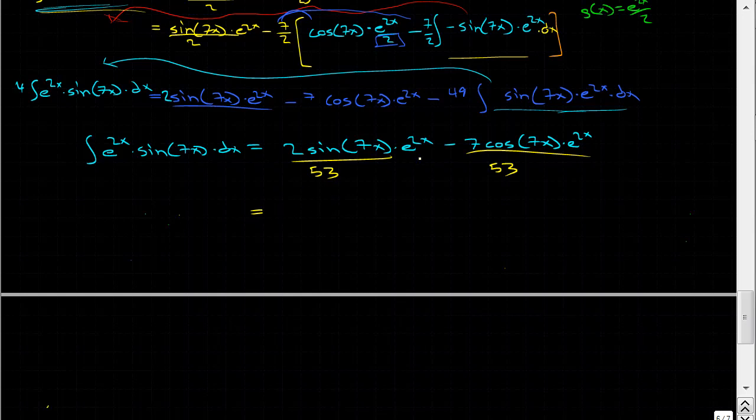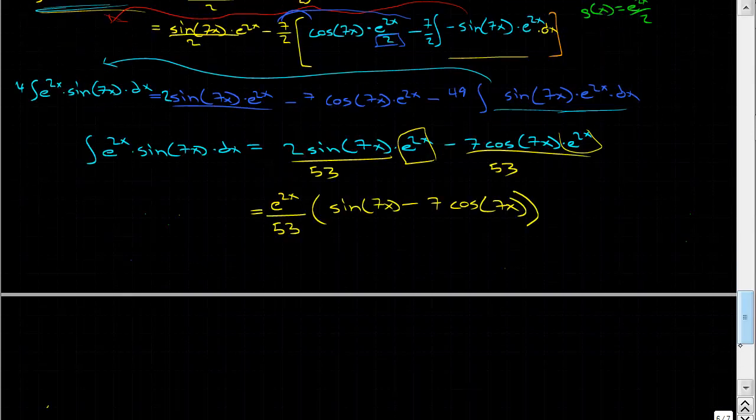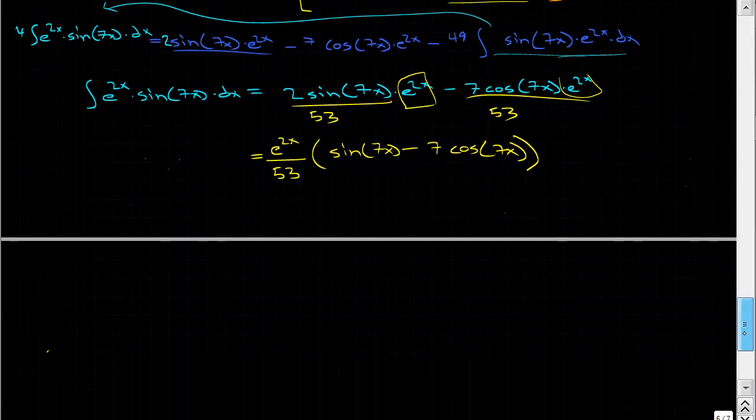So this means, since they both have common e to the 2x's, we can just factor them out. So we have e to the 2x divided by 53 times sine 7x, minus 7 cos 7x. And there you have it. That's the solution to that integral. But there's something more important than this. There's something crazy. There's a general formula for this.